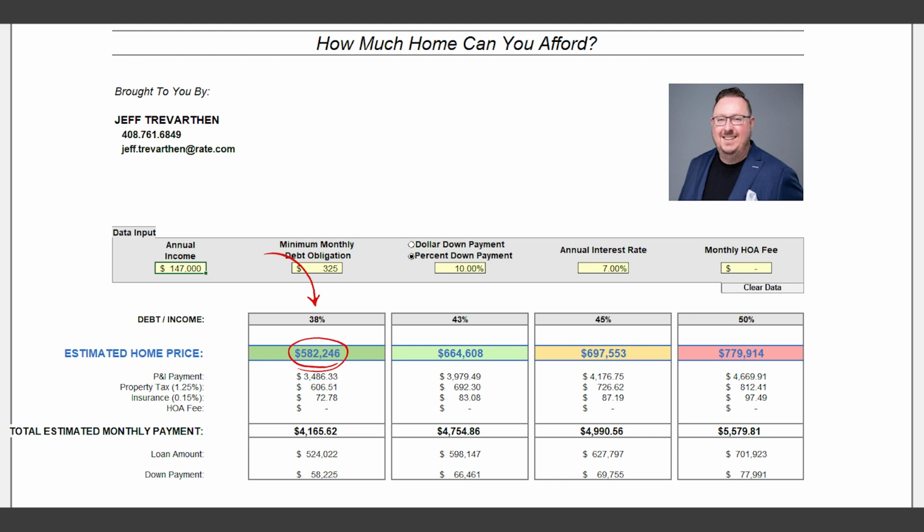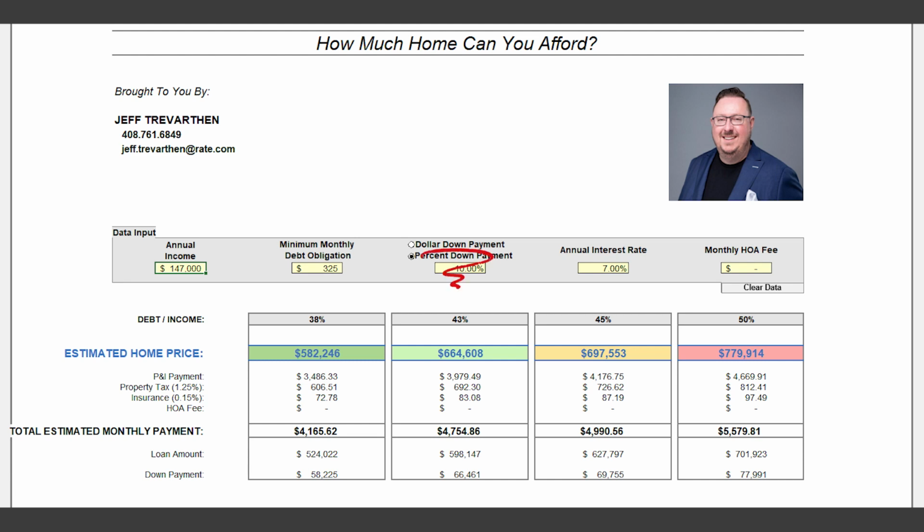If you're at a 38% debt to income ratio, you are solid. And so you can see that that one is highlighted in green. That means that's a go for sure. You're probably going to be able to get a loan for that much. If your income is that much and your minimum monthly debt obligation is that much and your percent down is that much, you're going to be able to qualify for that loan really, really easily.